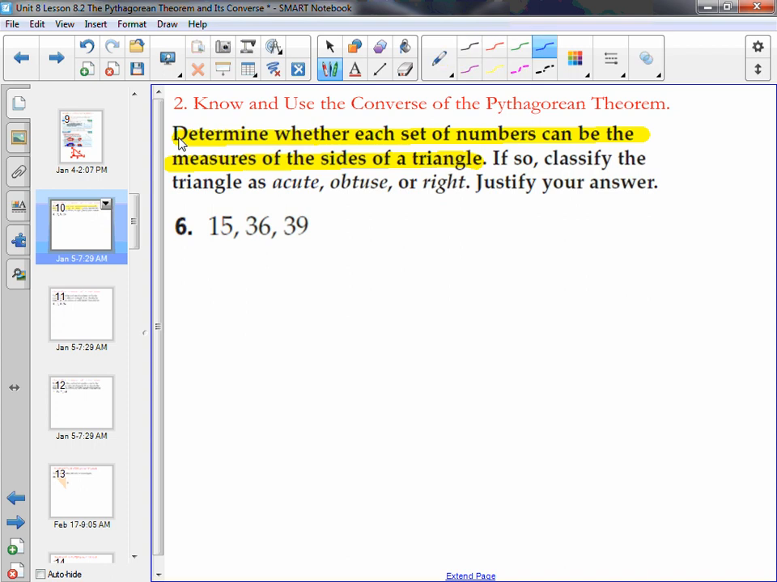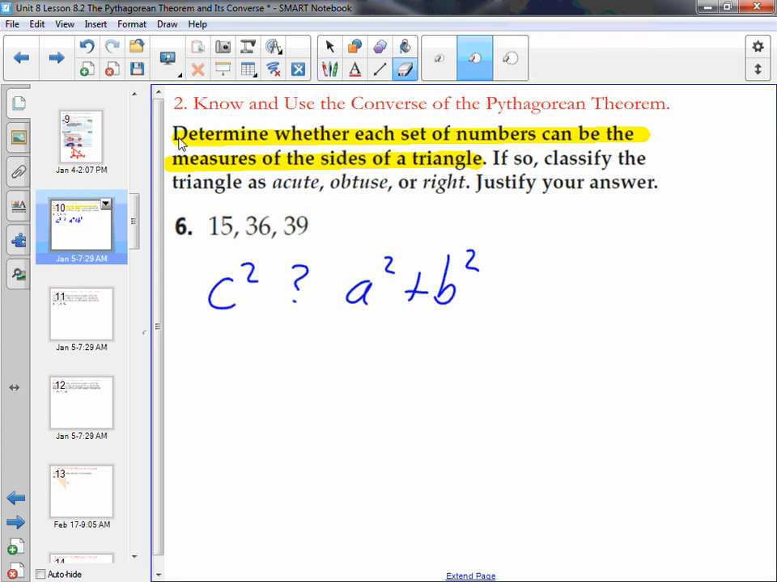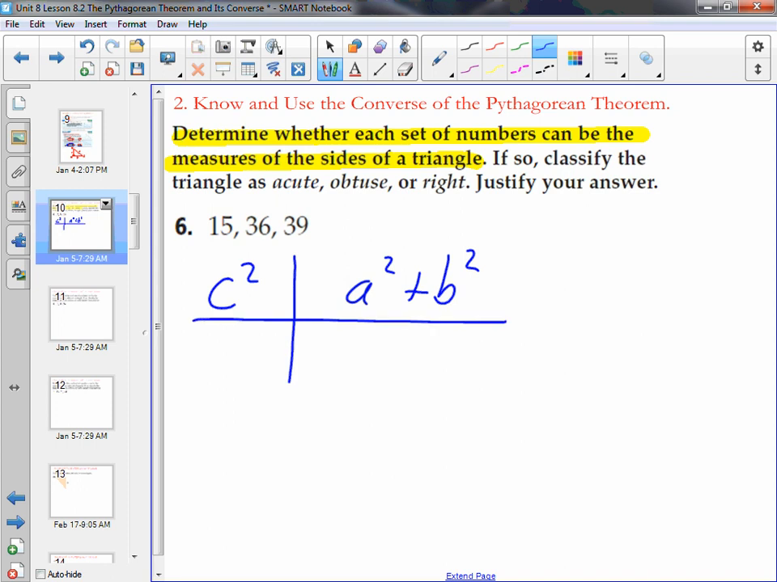Now we need to decide what kind. So here's the way I'm going to set it up. I'm going to put c squared, I'm going to put a squared plus b squared, and I want to put an equal sign between them, but I don't know that they're equal, do I? So I'll just put a question mark. Or better yet, I'll just make a little chart out of it. And let's see if the two sides are equal to each other. Now, which one has to be c? 39. So that's 39 squared. Doesn't matter which one's a, which one's b. So 15 squared plus 36 squared.